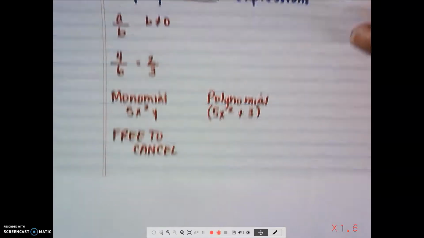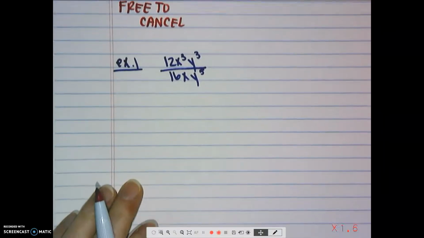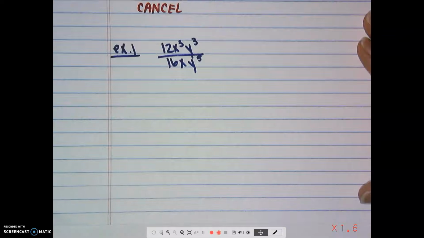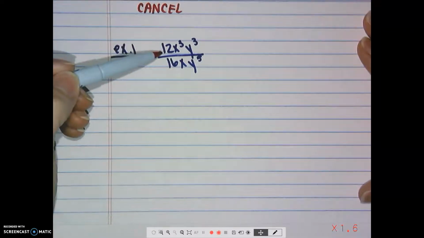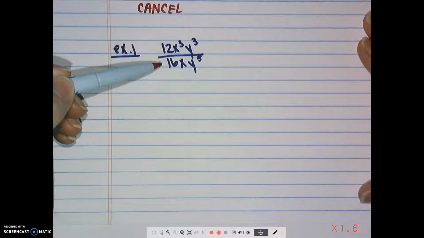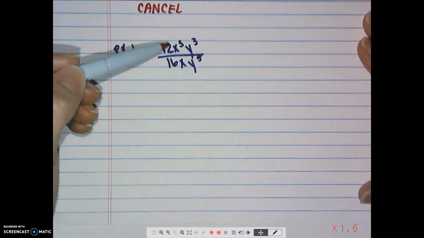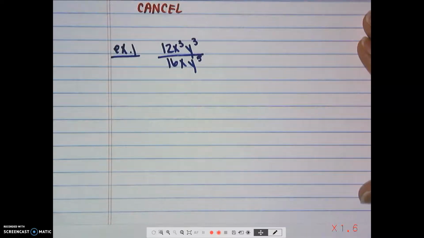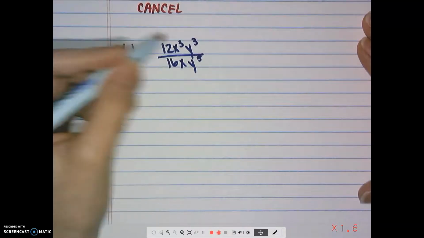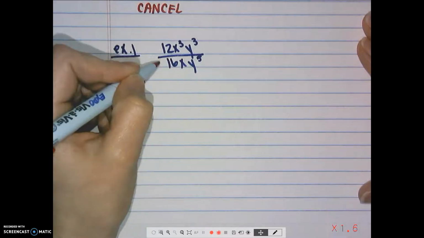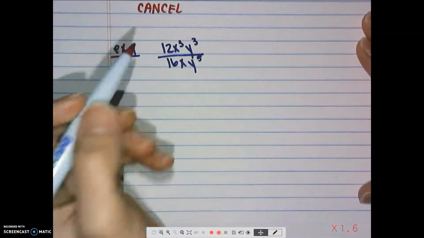Let's look at a question, something that we've actually seen recently in our last unit. If we're simplifying 12x to the third y to the third divided by 16x y to the fifth, this is just a monomial divided by a monomial. So we can look at each of these pieces individually and simplify them. One thing we also need to keep track of is our restrictions. Remember, in a fraction, the denominator cannot be equal to 0. So what things would make this denominator equal to 0? We'll come back to that momentarily.